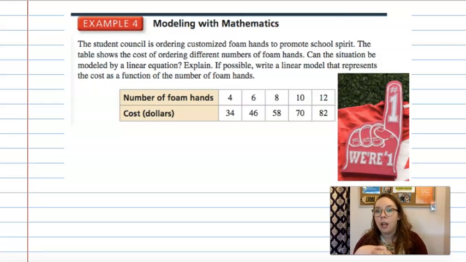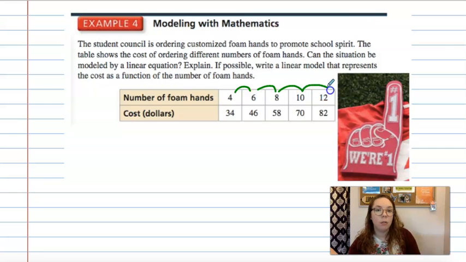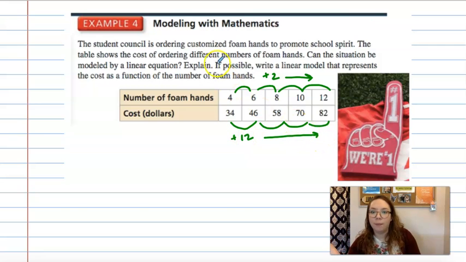So first we're going to decide, is this even a line? Which again is from our last unit. So we want to check and see, is this linear? So let's look at our pattern. From 4 to 6, it's plus 2, plus 2, plus 2, plus 2. So that checks out. Plus 2 all the way across. 34 to 46 is plus 12, plus 12, plus 12, plus 12. So it looks like that is also true all the way across. So cool, it's linear. So yes, it is possible.